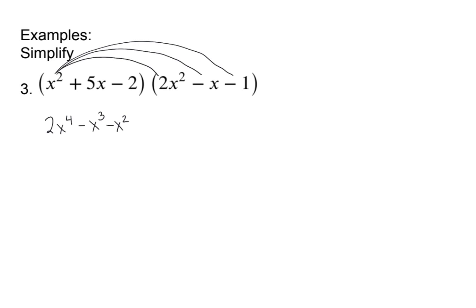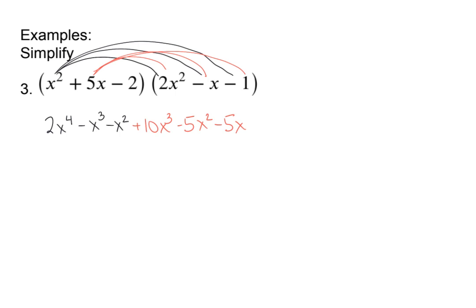Next, it's the 5x's turn. So now I'm going to take the 5x and do the same thing. Distribute him to everybody over there. So 5x times 2x squared is going to be a positive 10x to the third. And then 5x times negative x is negative 5x squared, and 5x times negative 1 is negative 5x.